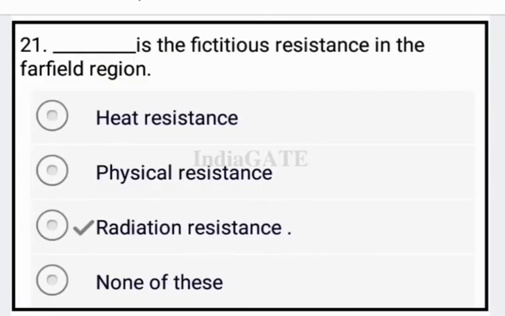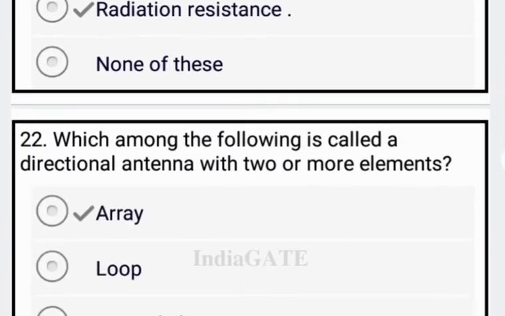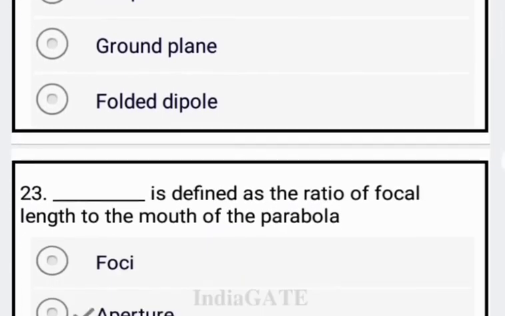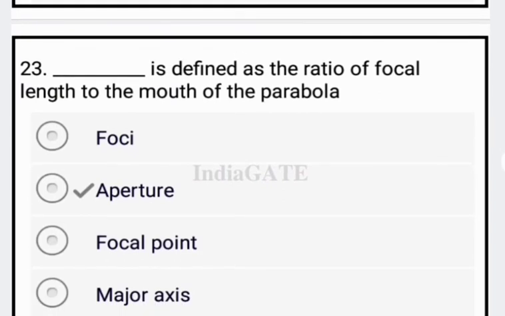Next question: dash is the effective resistance in the far field region. So the correct answer is radiation resistance. Option C is correct. Next question: which among the following is called a directional antenna with two or more elements? That is called your array. Option A is your correct answer. Next question: dash is defined as the ratio of focal length to the mouth of the parabola. So the correct answer is option B, aperture.